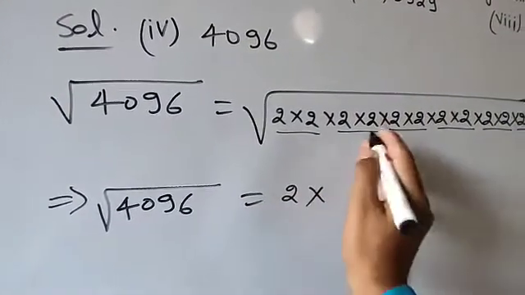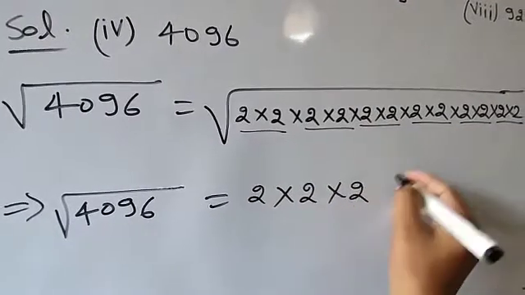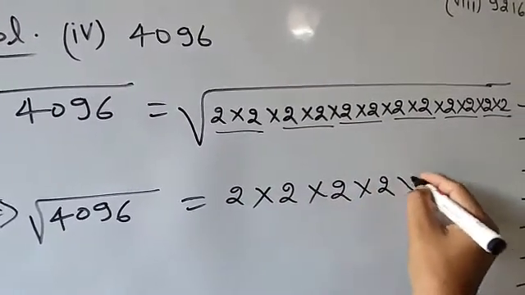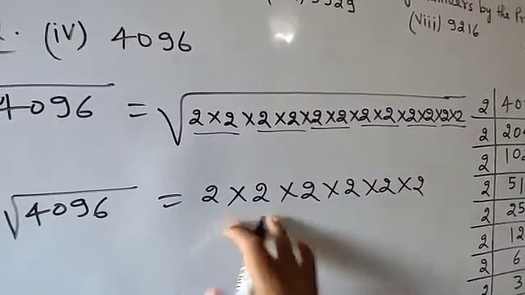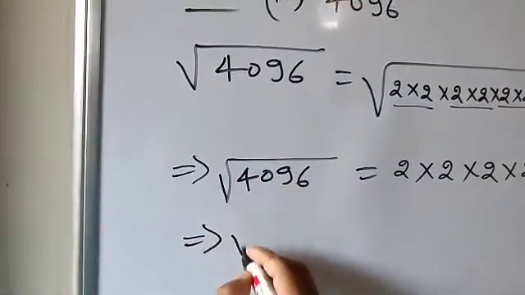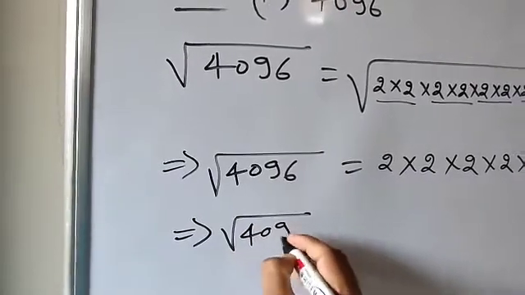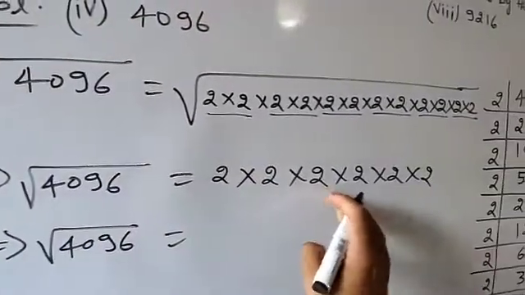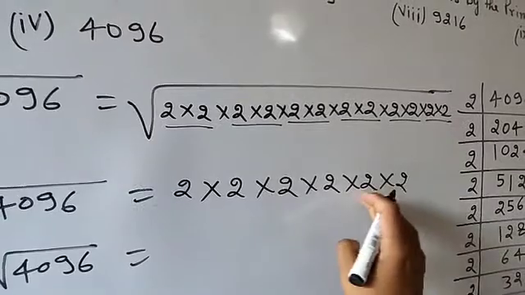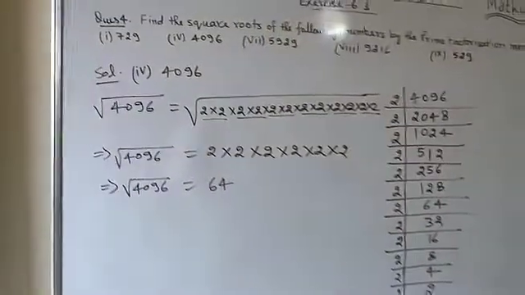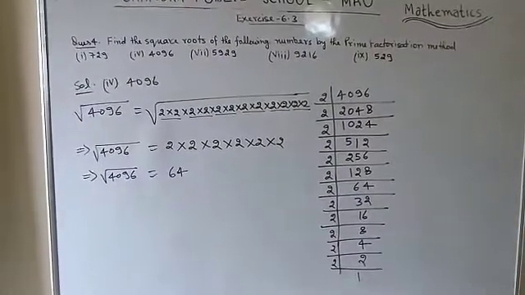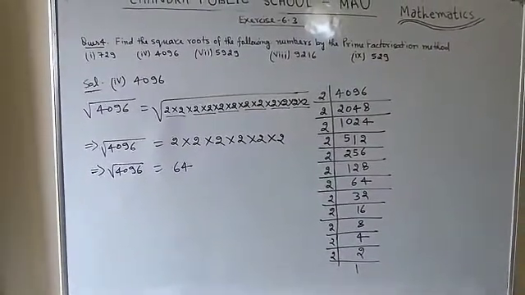Here 2 from the first pair, 2 into 2 into 2 into 2 into 2. So out of 6 pairs you have taken one number. Now you need to multiply these. So square root of 4096 equal to 2 times 2 times 2 times 2 times 2 times 2, that is 2, 4, 8, 16, 32, 64. So the square root of 4096 is 64.